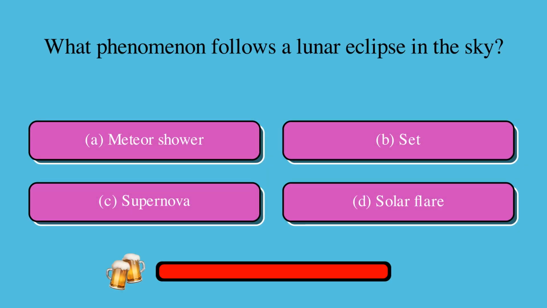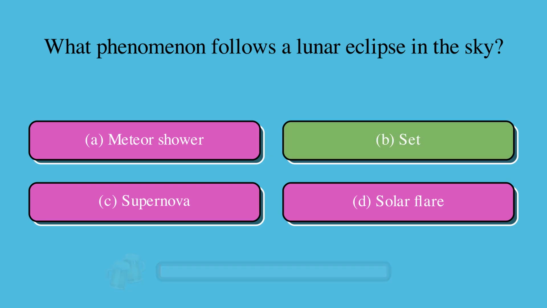What phenomenon follows a lunar eclipse in the sky? Is it A, meteor shower, B, set, C, supernova, or D, solar flare? The correct answer is B, set.